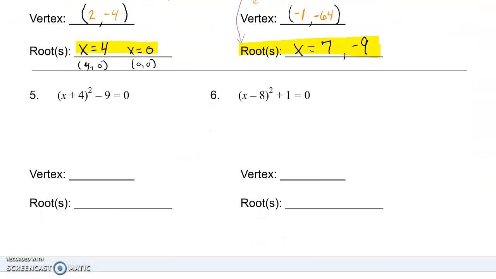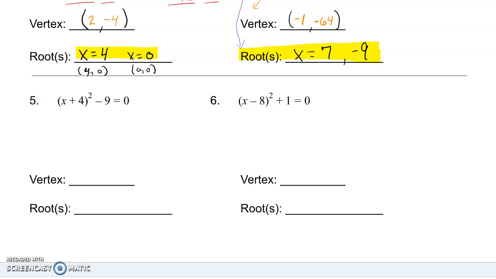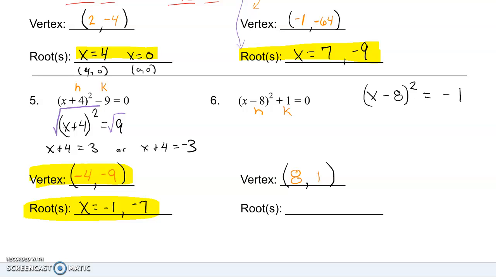Go ahead and take a minute and try numbers 5 and 6. Press pause and then try. So since they are both in vertex form already, that made finding the vertex easier on these two, but it's going to be a little work to find the roots. So for number 5, we have to add 9 to both sides, then square root, so x plus 4 is 3 or negative 3, which makes x negative 1 or negative 7.